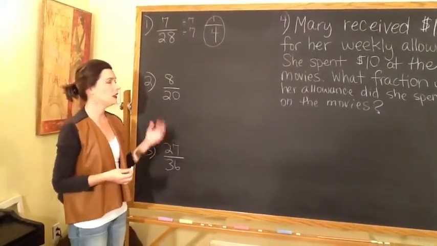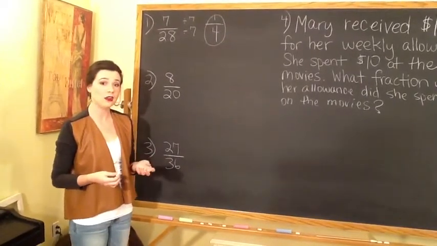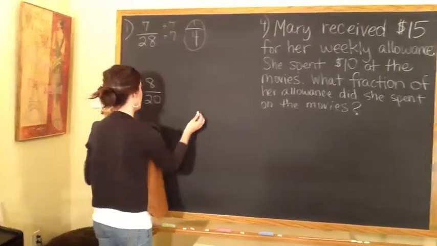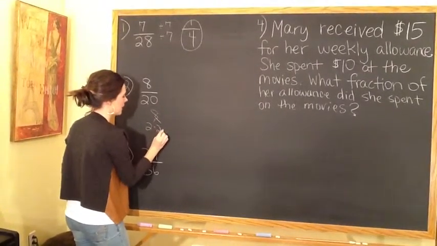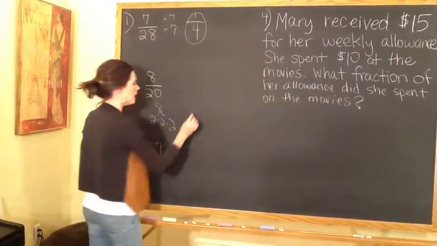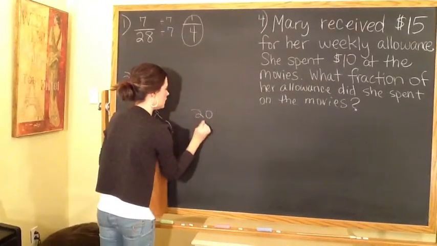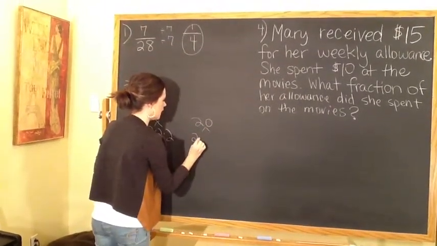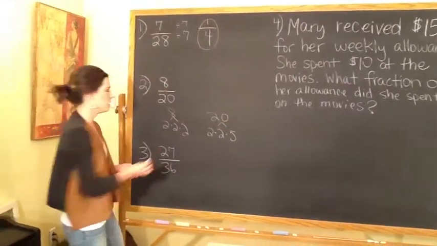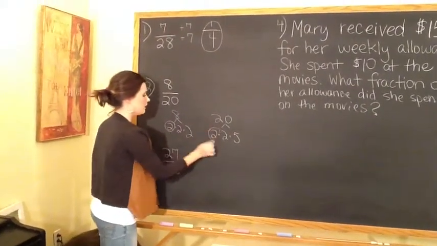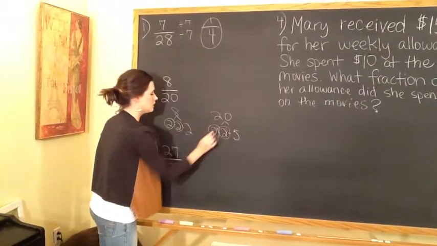Alright, my next example, we have 8/20. Now this time I'm going to do it a different way. I'm going to factor out using the factor tree. So I'm going to break down 8. We have 2 times 2 times 2 gives you 8. And then in order to get 20, you'll break it down and you'll have 2 times 2 times 5. Alright, so let's see what we have in common. We have a 2 and a 2, a 2, a 2. So our GCF is 4.